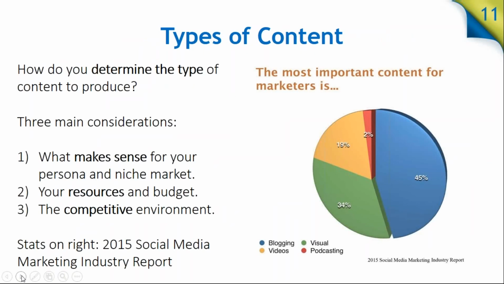So now that we've looked at some of the planning, let's talk about the different types of content. Now that you've determined your main objective and the target audience, now is the time that you need to think about what you're actually going to write about. A lot of people get stuck in this area, and there are things you need to consider. Not only what will be valuable to your persona and your market, you have to think also about your resources and your budget and the competitive environment that you're in.